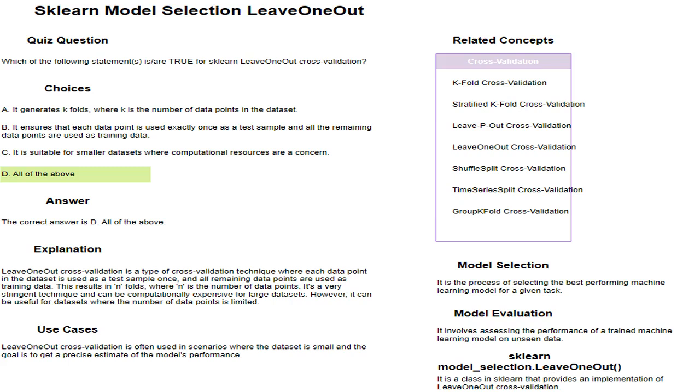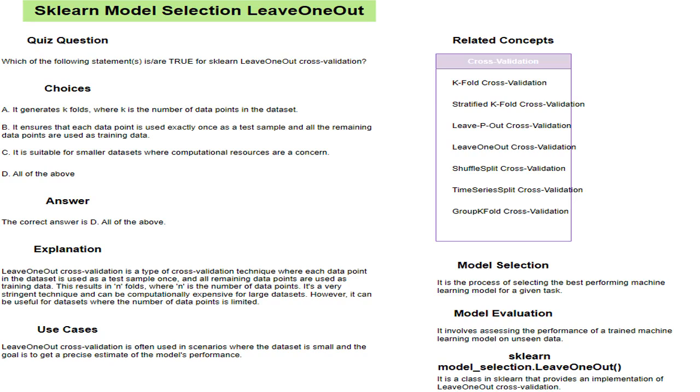Performing leave one out cross-validation. sklearn.model_selection.LeaveOneOut can be used to perform leave one out cross-validation on a given dataset. Evaluating the performance of a model: leave one out cross-validation can be used to evaluate the performance of a machine learning model on a given dataset. Comparing different models: leave one out cross-validation can be used to compare the performance of different models.